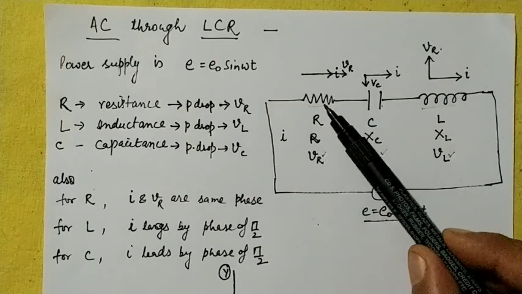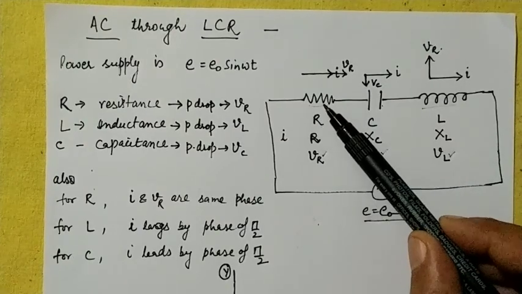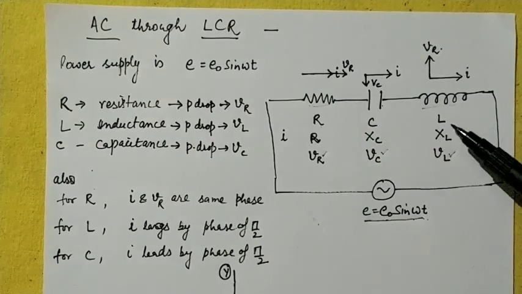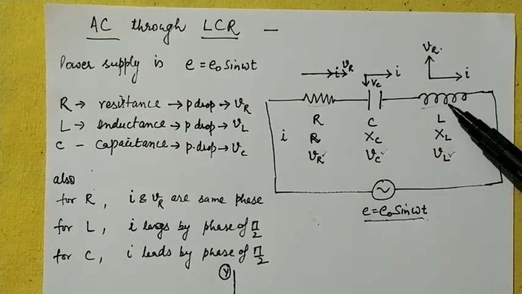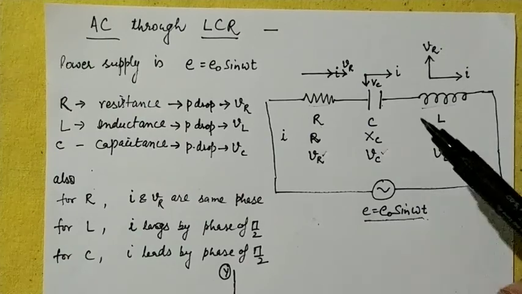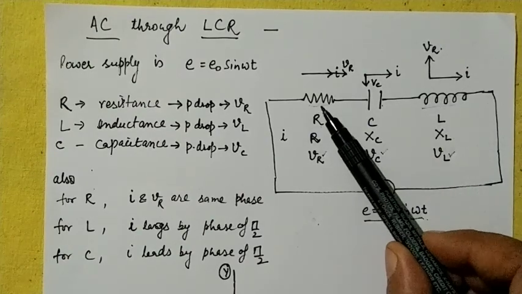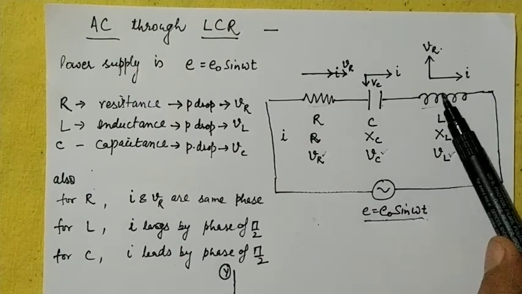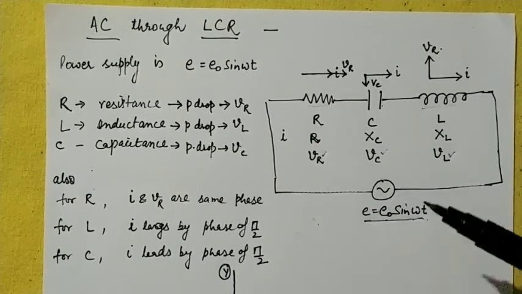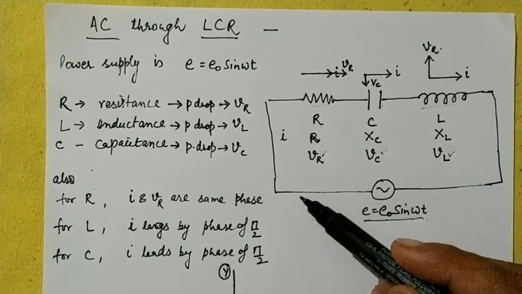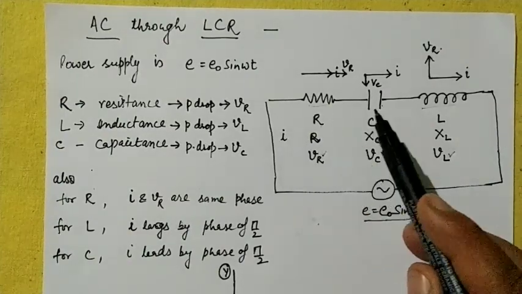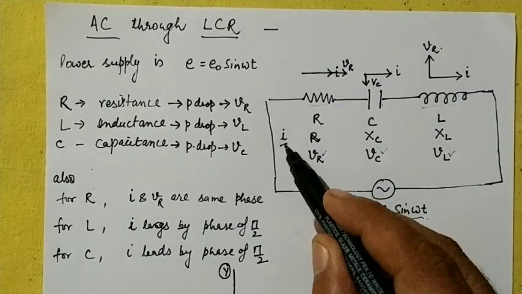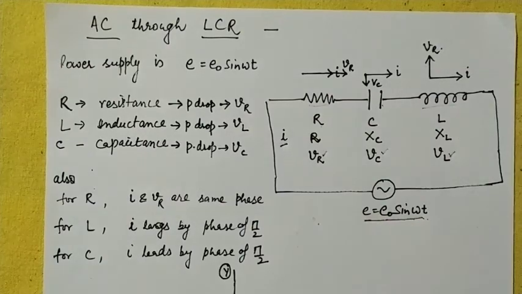If capital R is the resistance of this resistor, capital C is the capacitance of this capacitor, and capital L is the inductance of this inductor, then we know that the resistance offered is R, and the reactance offered by the capacitor and inductor is XC and XL. Now, as this AC power supply is passed through this combination, at any instant the current is represented by I.